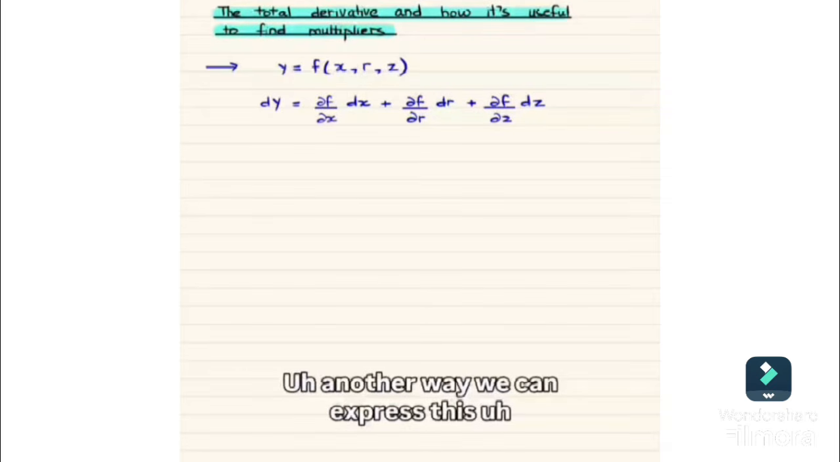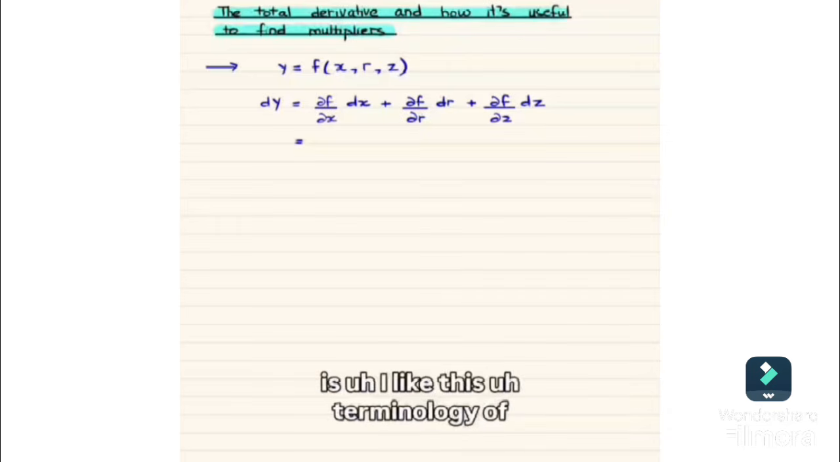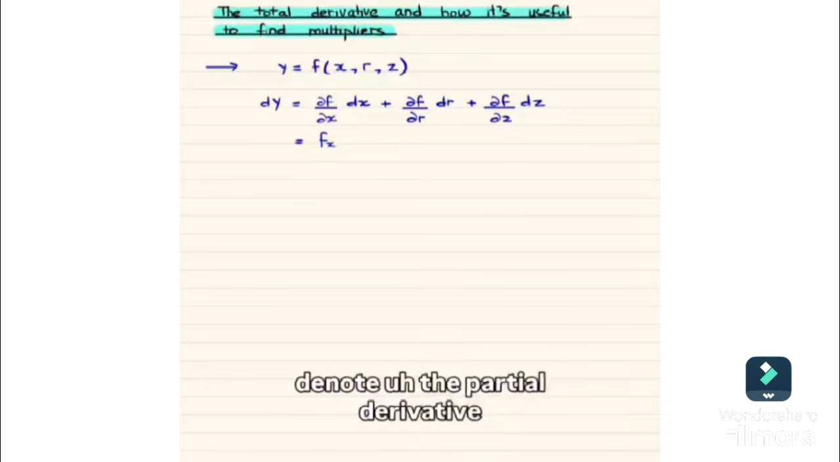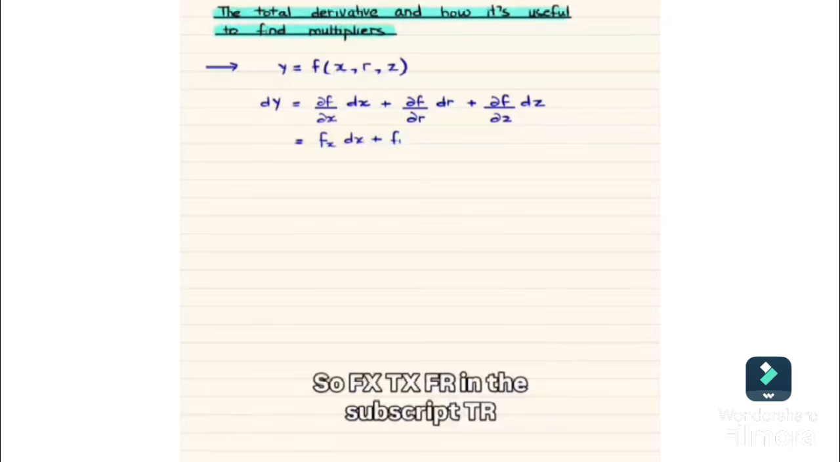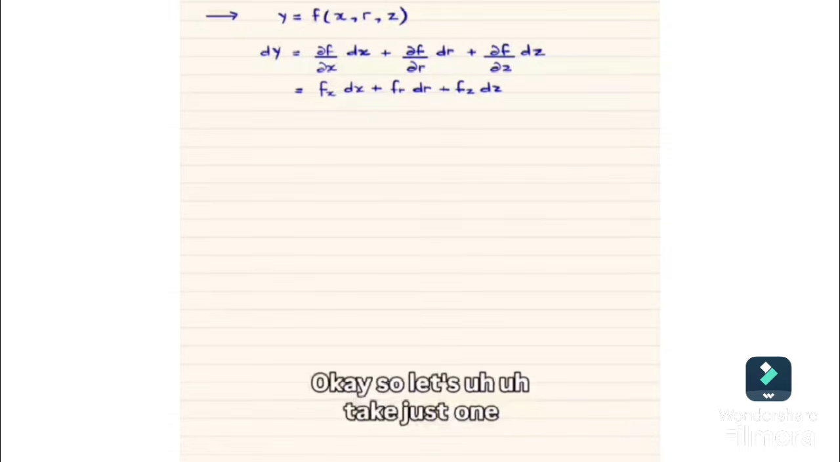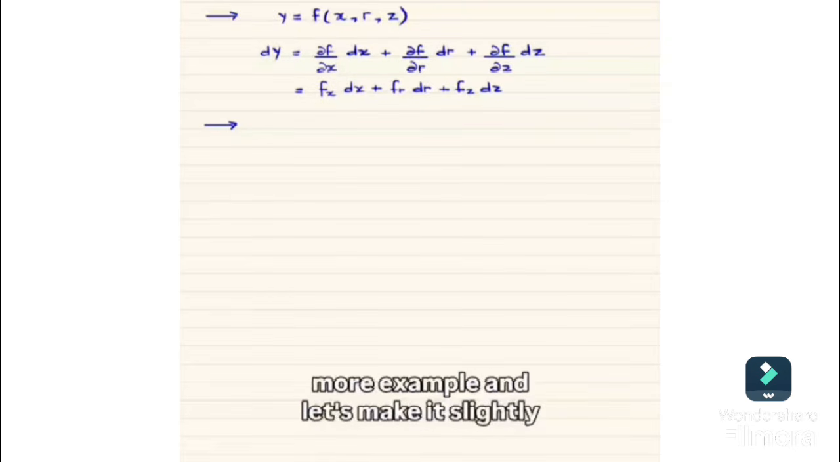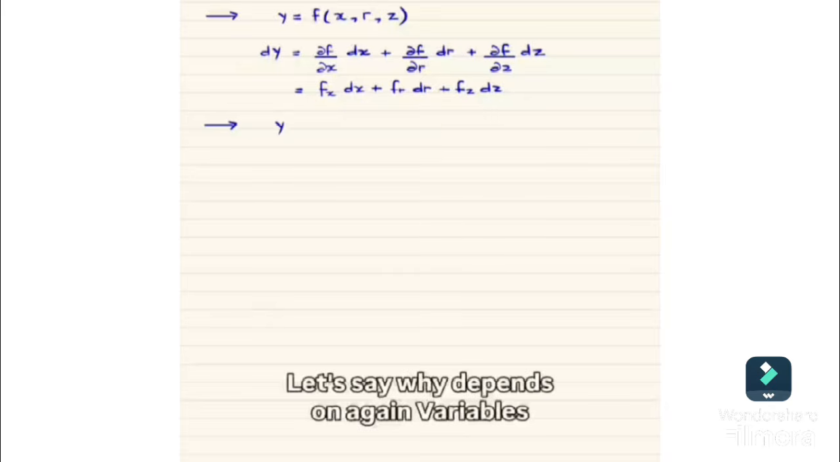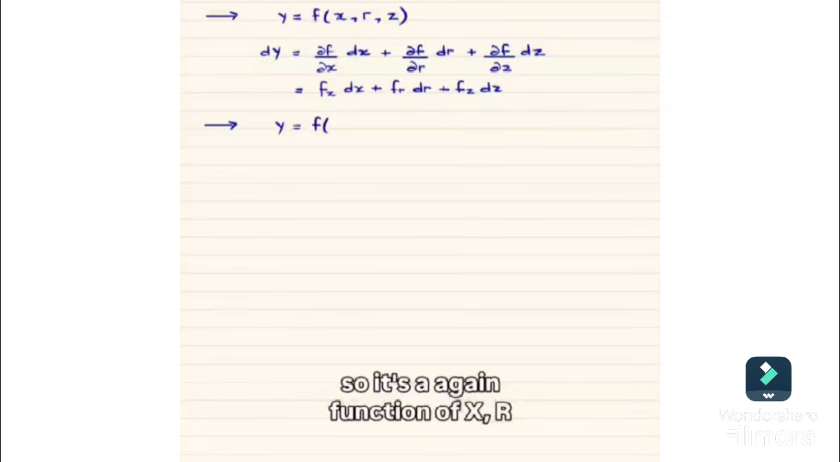Another way we can express this is, I like this terminology of writing f and x in the subscript to denote the partial derivative. So f_x dx, f_r dr, plus f_z dz. Okay, so let's take one more example and make it slightly more complicated. Let's say y depends on, again, three variables. So it's again a function of x, r, and z.